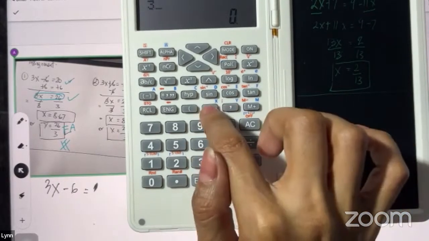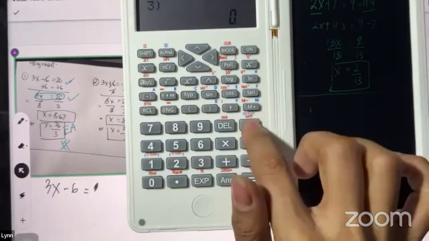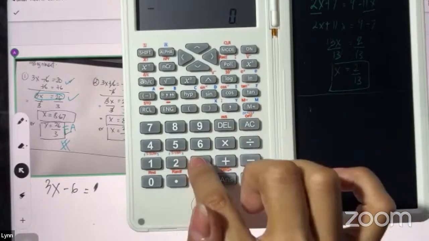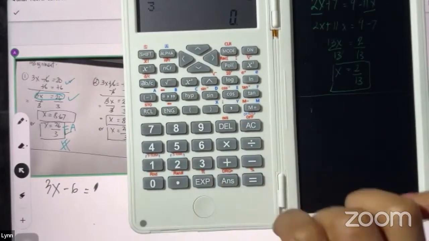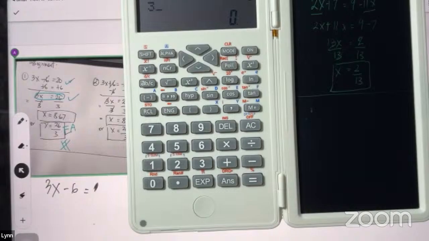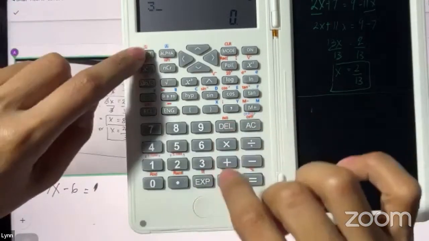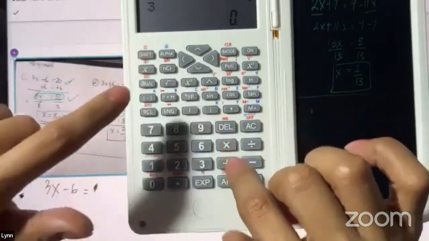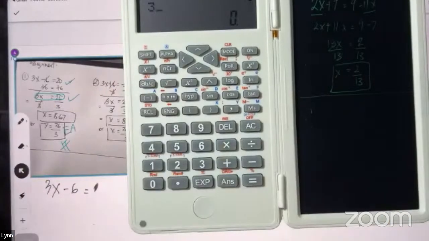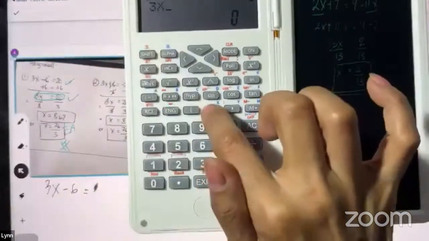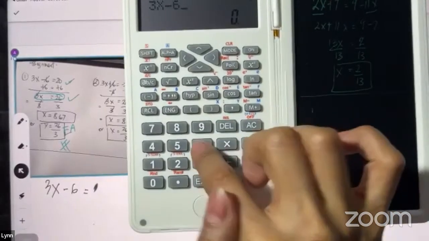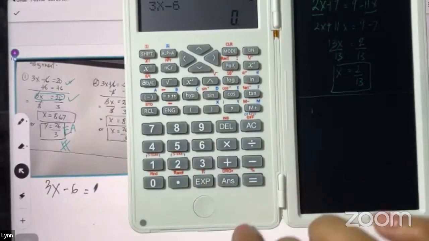Now, think how to type x here. If you cannot, just try again. AC, try again. 3. How do you type the x? Think about it. X is in blue color. So what does that mean? Instead of shift, it must be alpha, because alpha is blue. And then press minus 6. And this is the original question. Press equal.